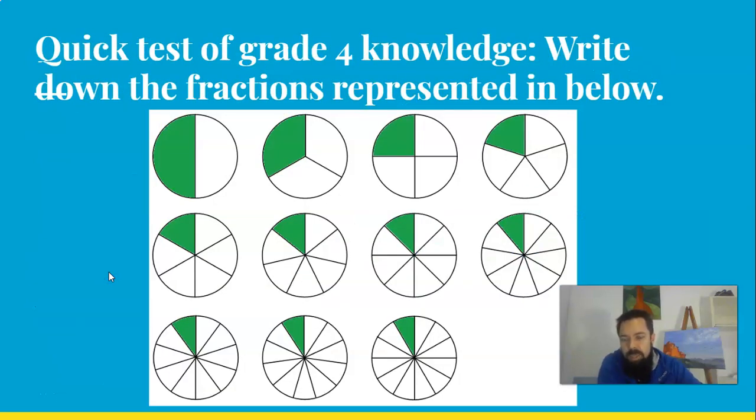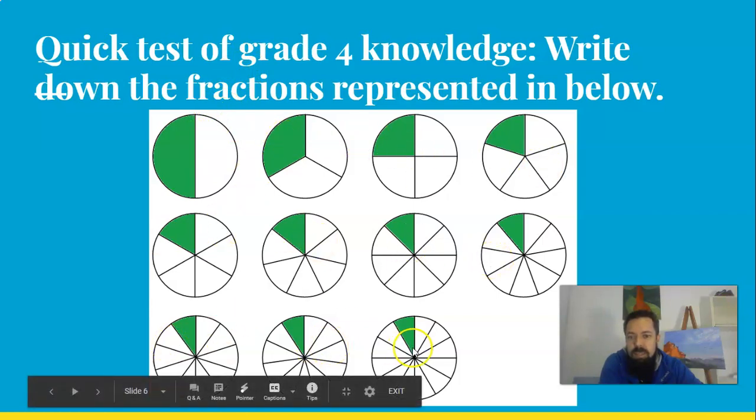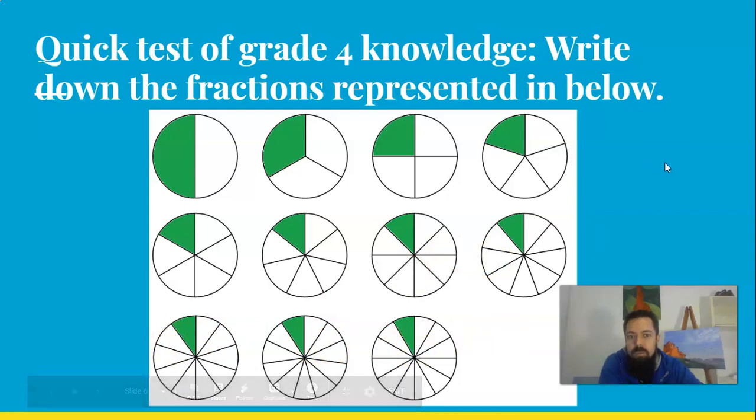All right, another quick test of your grade 4 knowledge. So again, we're going to do this on paper and notepad. I'm going to jump across to the other platform and just have a look at it. But let's think of these as 1, 2, 3, 4, 5, 6, 7, 8, 9, 10, and 11. I'd like you to write down the fraction that is shaded in green. So how many of them are shaded in green? Write down the fraction with the numerator and the denominator. I'll give you a couple of minutes for that, maybe 3 minutes from now.